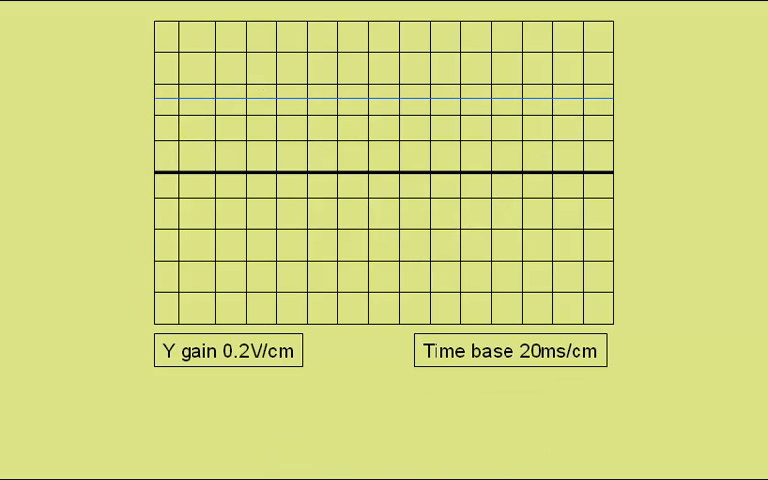If we applied a DC supply to the oscilloscope, we might see something like this, with a horizontal line running across the screen. I've given a different colour here just so you can see where the line is. In this case, the time base is not important. The Y gain of 0.2 volts per centimeter shows that the line is 2.5 centimeters up, and so the potential difference is 2.5 centimeters at 0.2 volts per centimeter, or 0.5 volts.